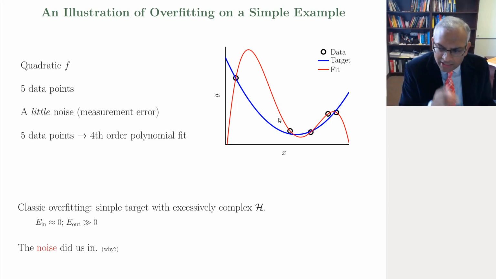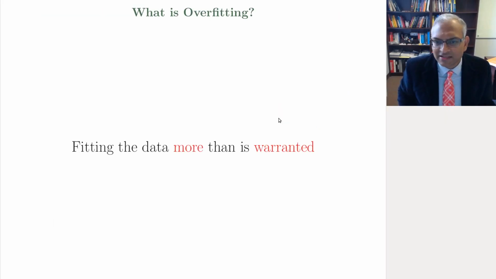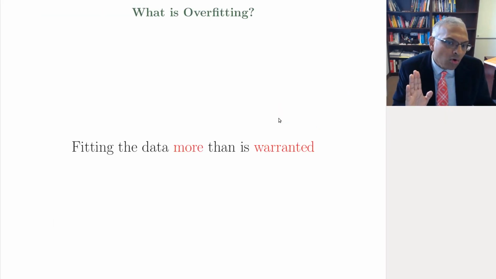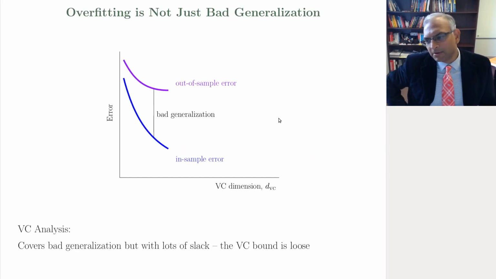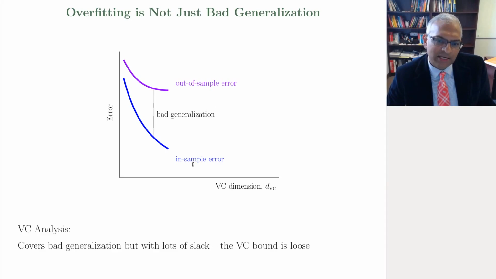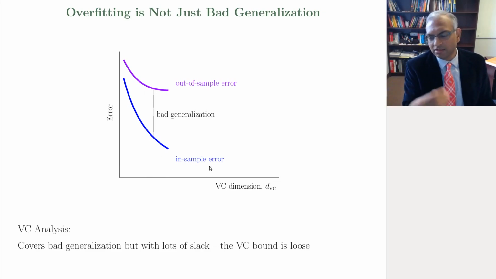Let's first define overfitting. Okay? In a sentence, overfitting is fitting the data more than is warranted. I've highlighted the words more and warranted, and so let's see why I've highlighted the words more and warranted. Okay. And I'm going to show you a picture that we've seen many times. On the x-axis is the VC dimension, and the in-sample error, as you give me more and more complex hypothesis sets, is dropping because I have more flexibility to fit the data.